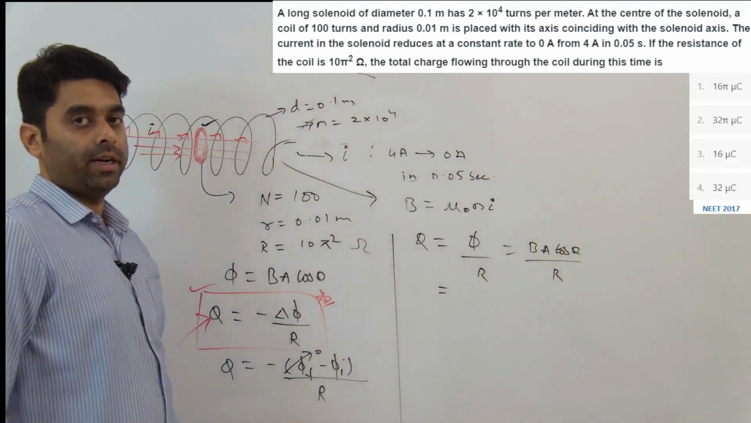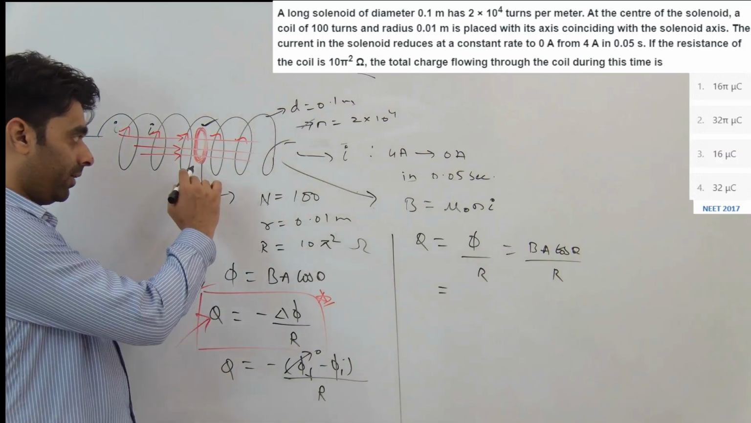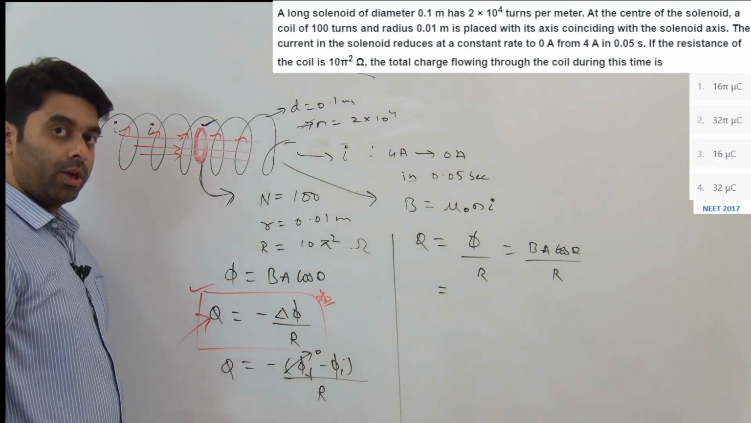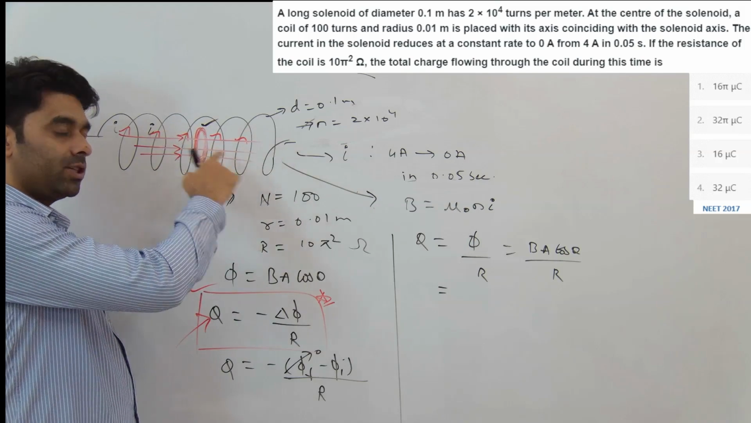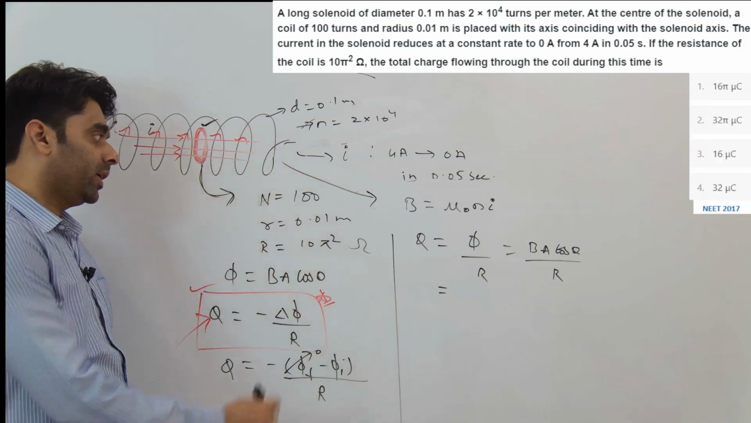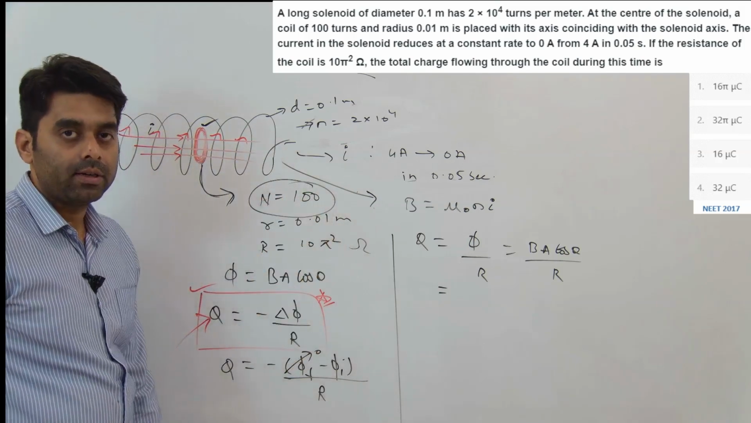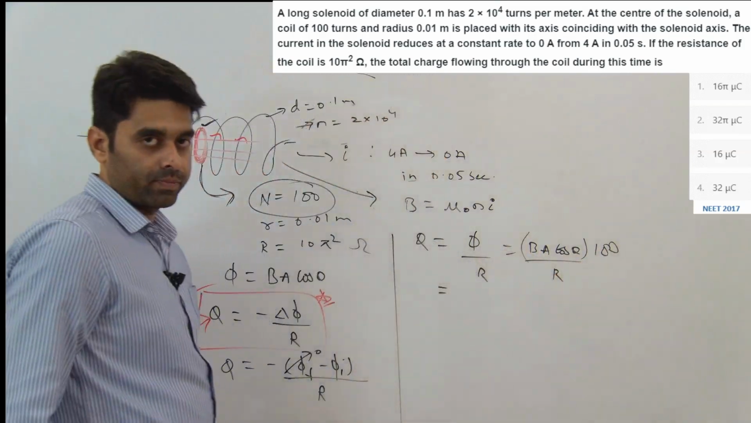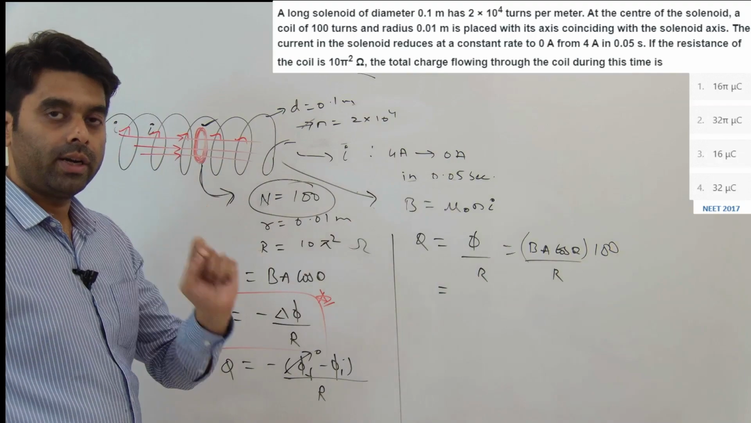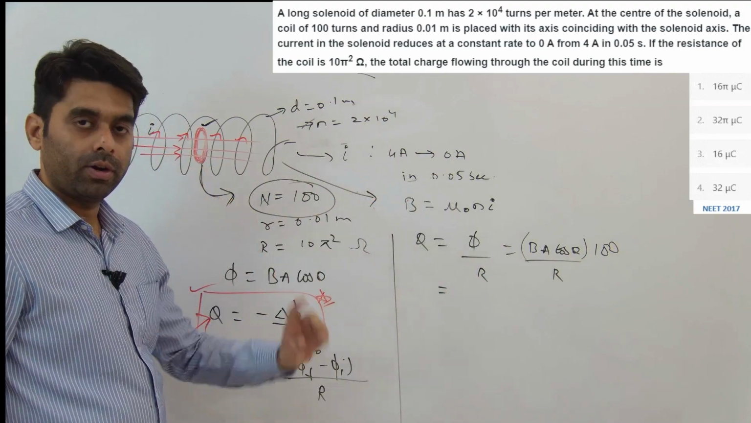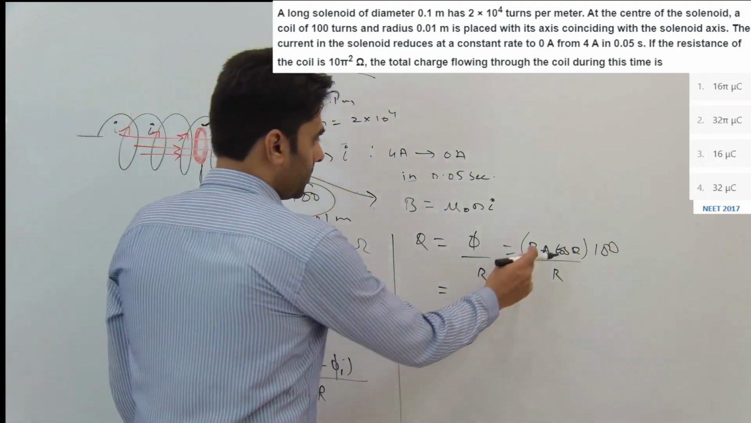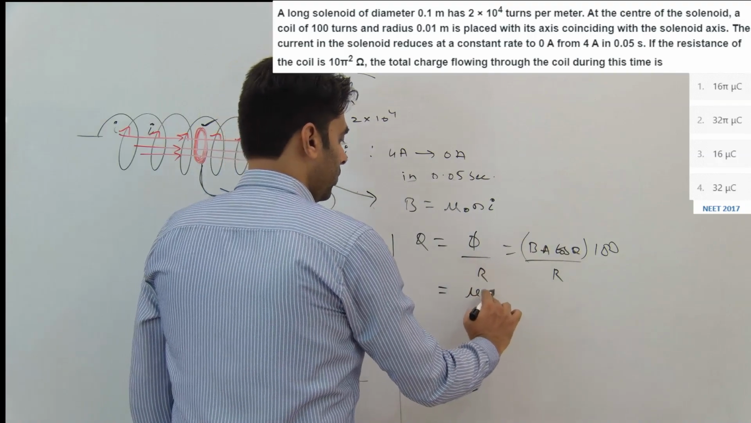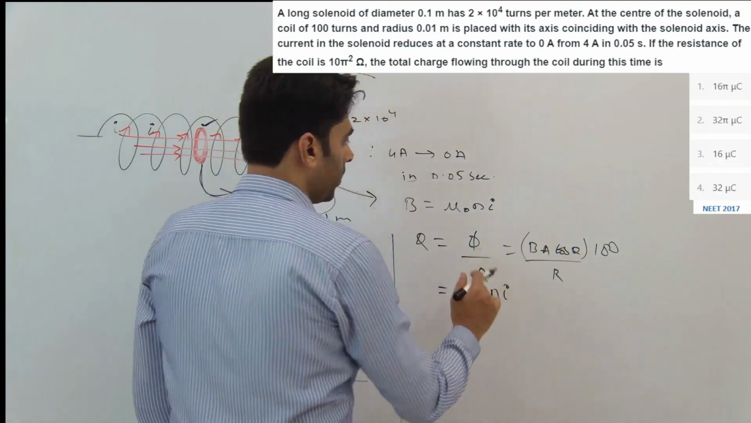One thing that we need to be careful with: we have to write the flux associated with the magnetic field produced by the solenoid. We need to be careful that over here a total of 100 turns are given, so we have to multiply by 100. BA cos theta is due to 1 turn; BA cos theta into 100 is due to total 100 turns. Let's substitute B. B is mu naught N i, the magnetic field due to a solenoid.